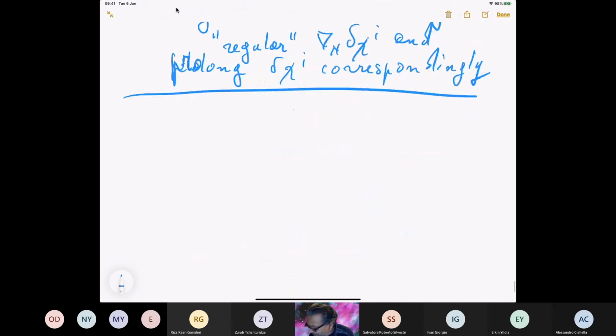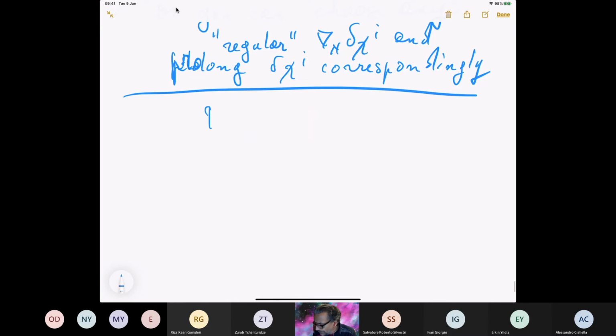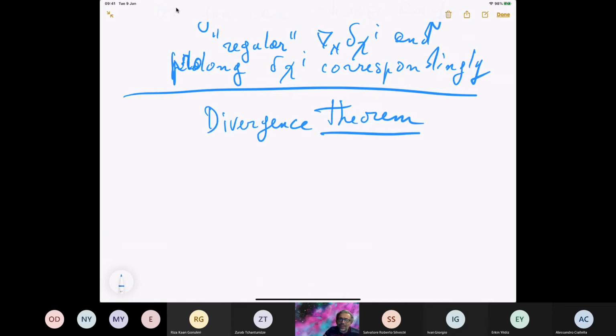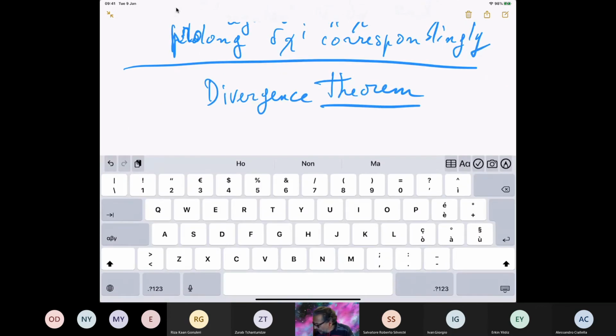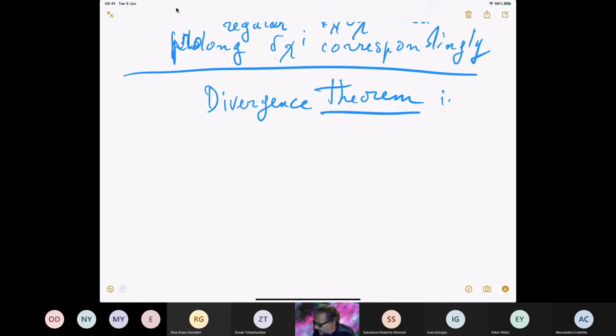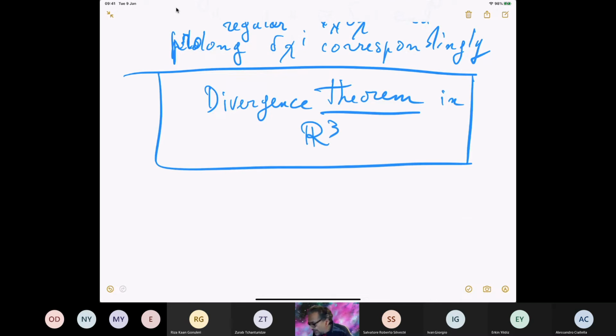Now we open a small parenthesis. We start rediscussing the divergence theorem. Why? Because we need to generalize it to surfaces. So let us talk a little bit about it in R3. So we reconsider another time the divergence theorem, which we already applied. So we have an integral over a volume and an integral over the boundary of the volume.